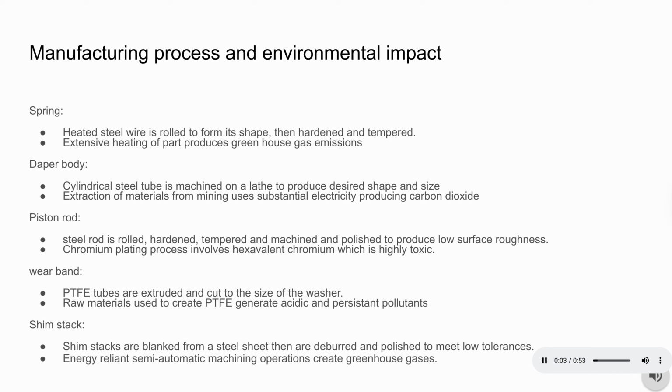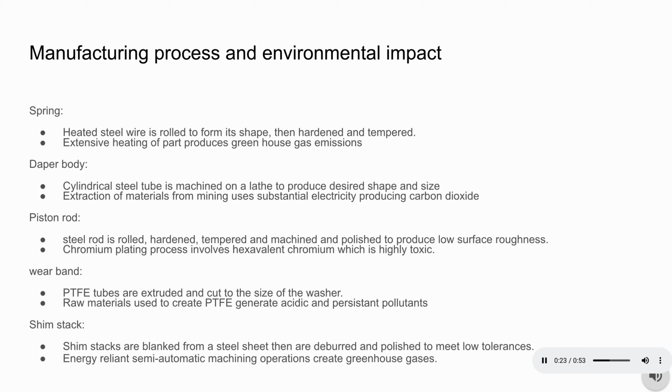The spring is made from a heated steel wire, which is rolled to form its shape and is then hardened and tempered. The extensive heating of the part produces greenhouse gas emissions. For the damper body, a cylindrical tube is machined on a lathe to the desired shape and size. Extraction of materials using mining uses substantial electricity, producing carbon dioxide.